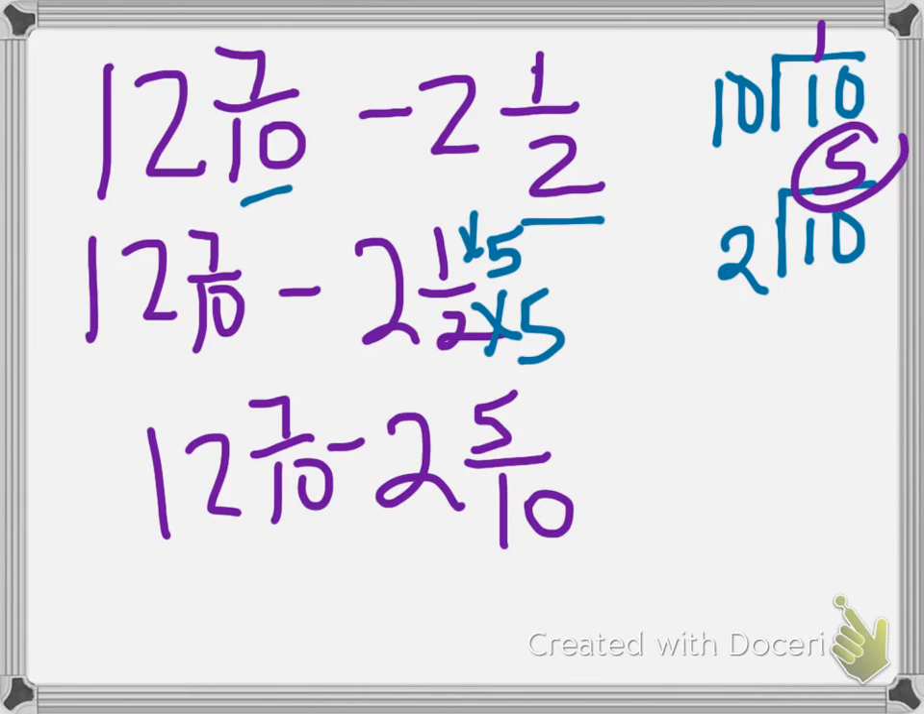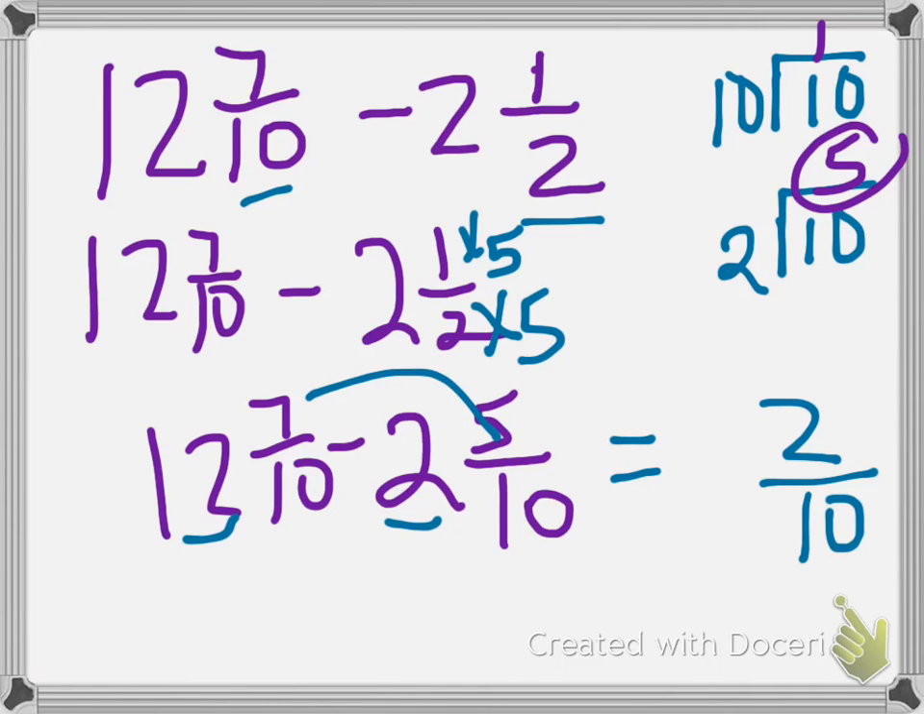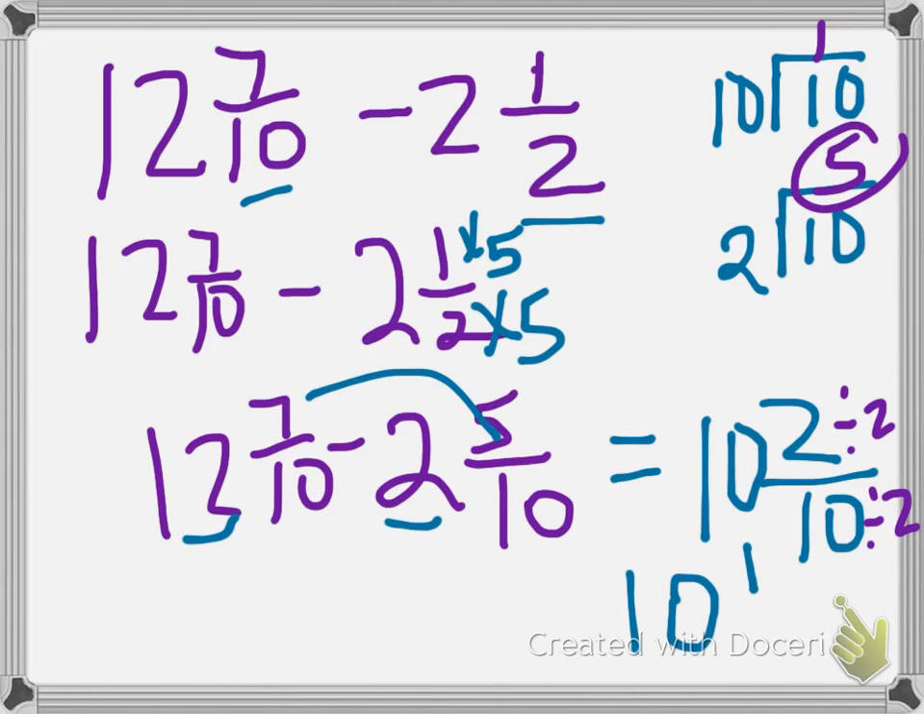Now, when I subtract, here's what I get. 7 take away 5, that's 2. Keep the denominator common. 12 minus 2 is 10. And of course you can see here that 2 and 10 can be simplified, so I'm going to divide by 2, and here divide by 2. Alright, so when I'm done, my answer is 10 and 1/5.